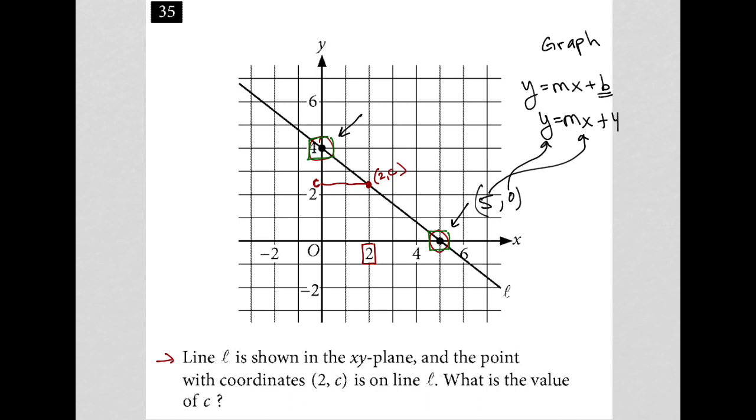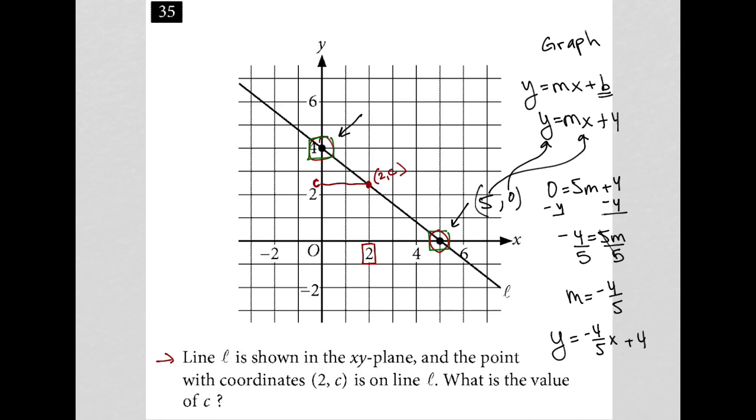So y equals mx plus 4 turns into 0 equals 5m plus 4. And subtracting 4 from both sides, I'd have negative 4 equals 5m. And then dividing both sides by 5, I have m equals negative 4/5. So my equation becomes y equals negative 4/5 x plus 4. So that is the equation of this line.